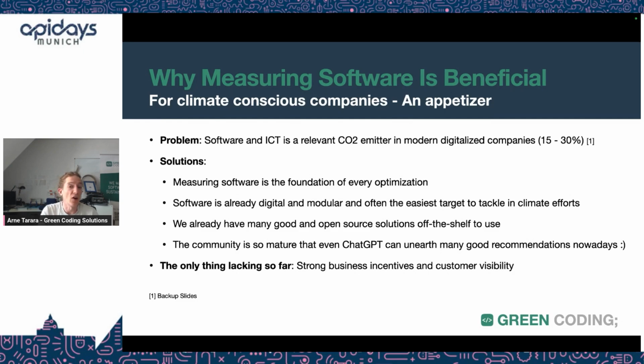So as I guess most of the attendants of Green IO at least know, software and ICT is a very relevant carbon emitter in modern digitalized companies. So if you go to the backup slides, but take my word here for now, what we've typically seen is that modern companies who use IT or run on IT exclusively have like 15 to 30% of their complete carbon emissions in the company only from software and ICT.